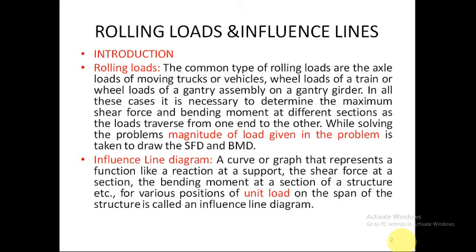The common types of rolling loads are the axle loads of moving trucks or vehicles. They can also be the wheel loads of a train, or even the wheel loads of the gantry assembly on a gantry girder. The gantry assembly carries heavy materials from one side of the building to the other side of the building. That is why the gantry assembly moves over the girder.